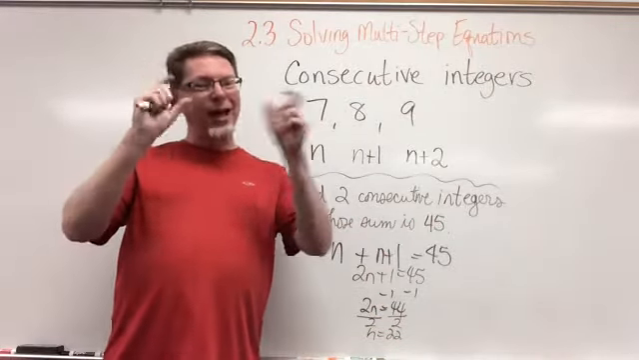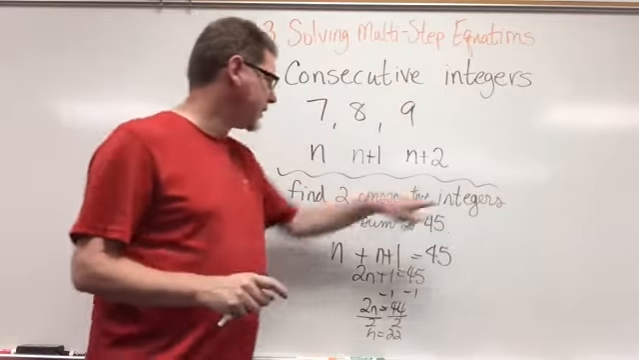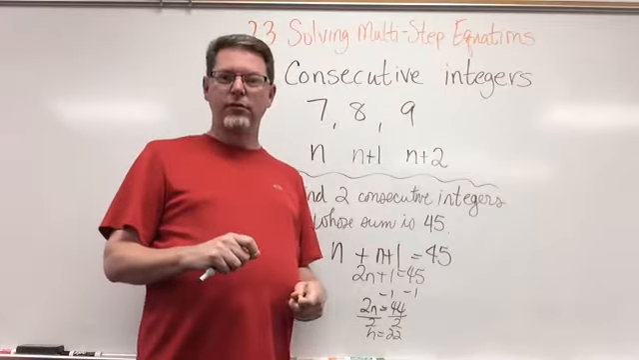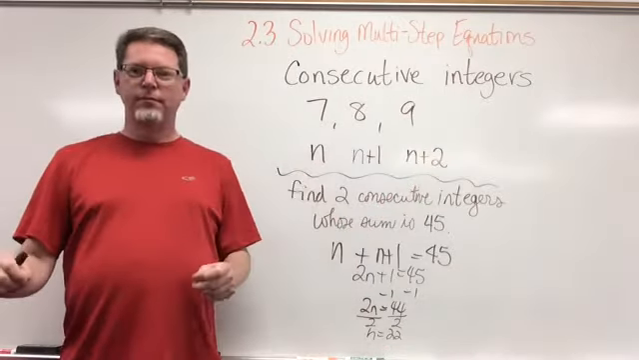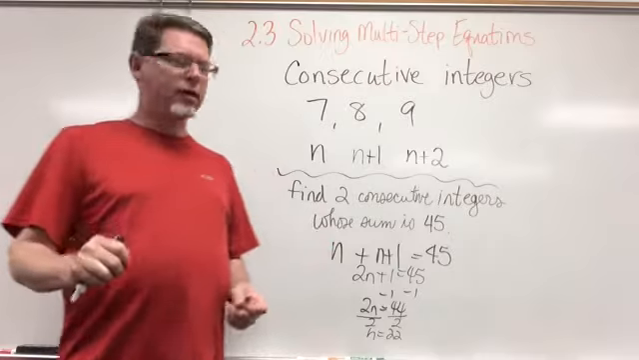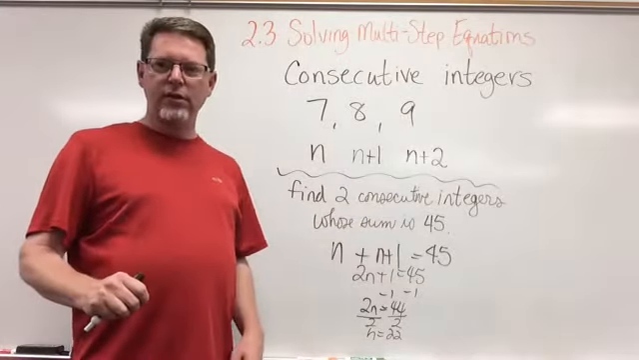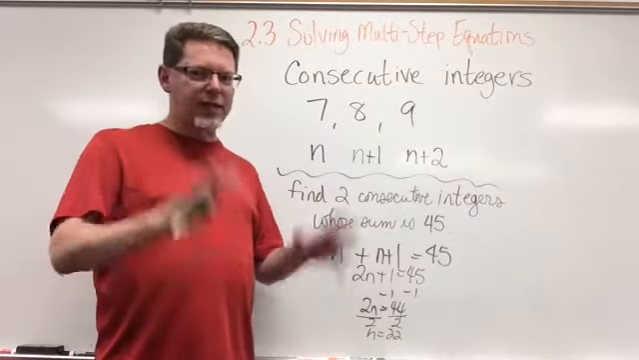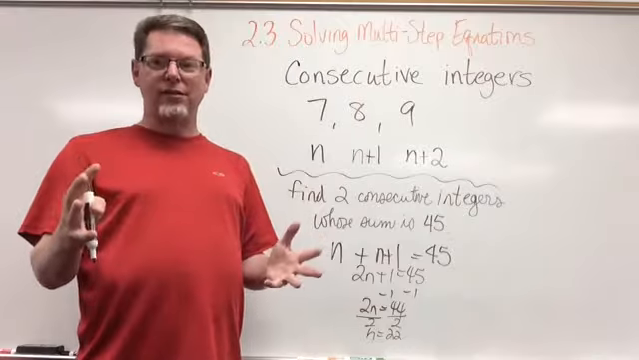Now here's where a lot of people get mixed up. The question says find 2 consecutive integers whose sum is 45. You get n equals 22. Oh, I'm done. I found n equals 22. Woo, nice problem. Well, no, you haven't answered the question. The question says find 2 consecutive integers whose sum is 45. So you found that n equals 22, but that's just part of the question. Sorry, part of the answer. That's not the entire answer.